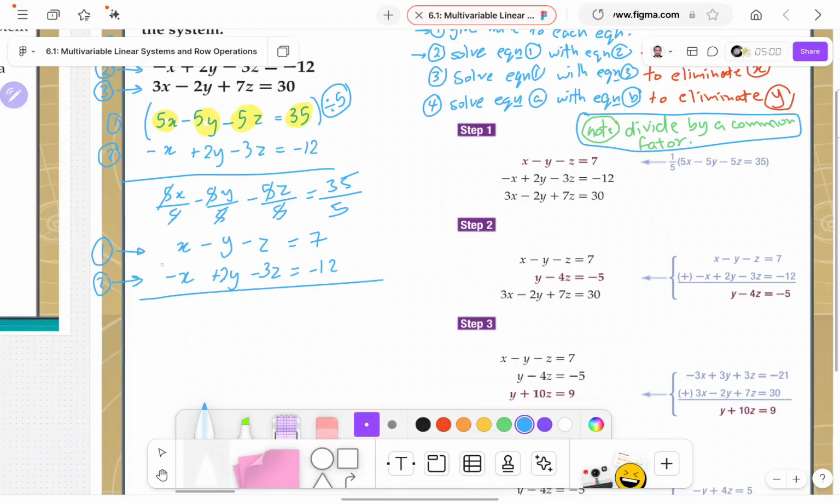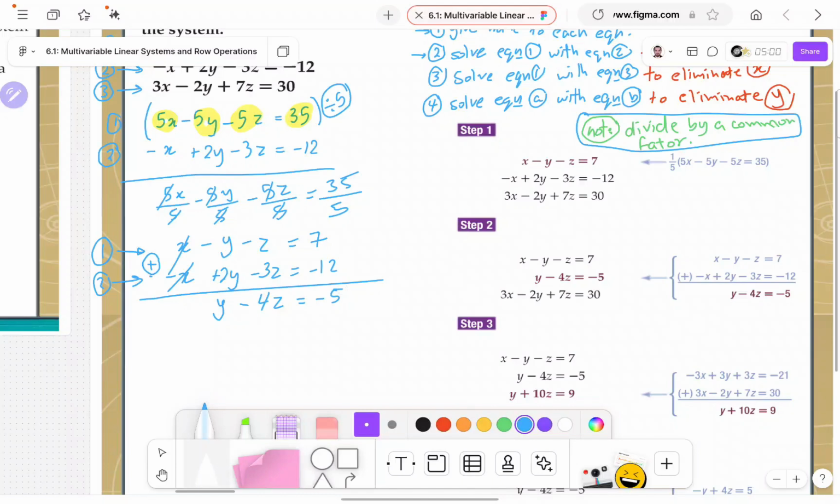So as you can see, let's add them together. x plus negative x, they cancel each other. Negative y plus 2y is equal to y. Negative z plus negative 3z is equal to negative 4z. Now 7 plus negative 12, you can just add them normally. So the answer is negative 5.